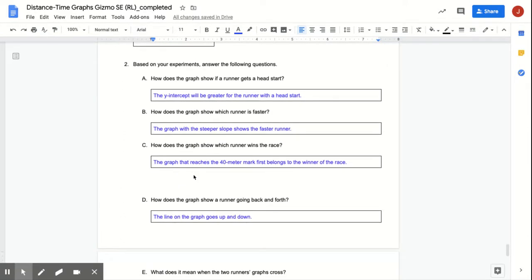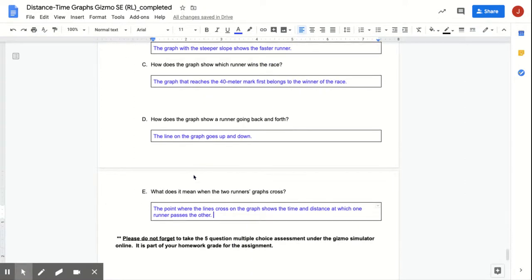How does the graph show the runner winning the race? The runner reaches that 40-meter mark first. How does the graph show the runner going back and forth? That line goes up and down. Now, we don't really have a graph where a line's going up and down, but just keep in mind positive and negative slope. And then what does it mean when the two runners' graphs cross? That's when one runner passes another because they're at the same distance at the exact same time.